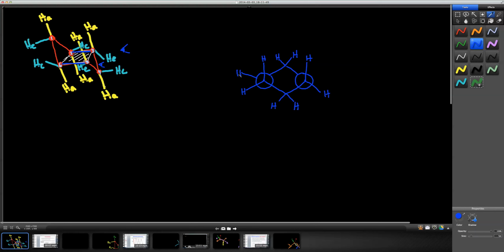And notice that unlike in all of the other carbon homocycles that we've studied, if you ignore the methylene hydrogens above and below, all of these other hydrogens are going to be gauche one to another. And that's the most stable conformational relationship you can have amongst all of these hydrogens that I'm going to shade in green.